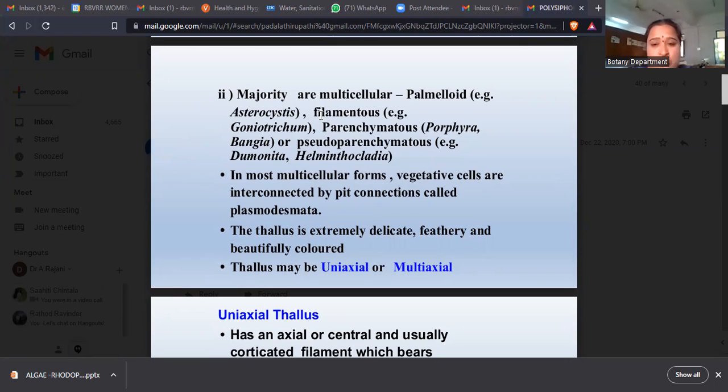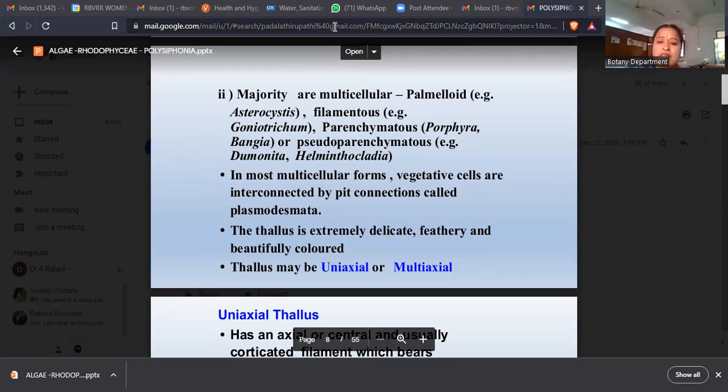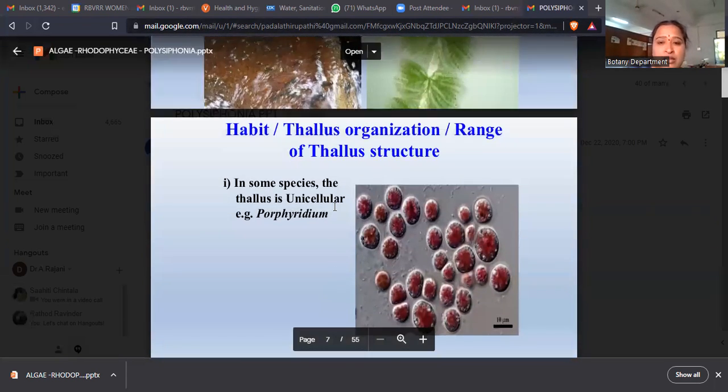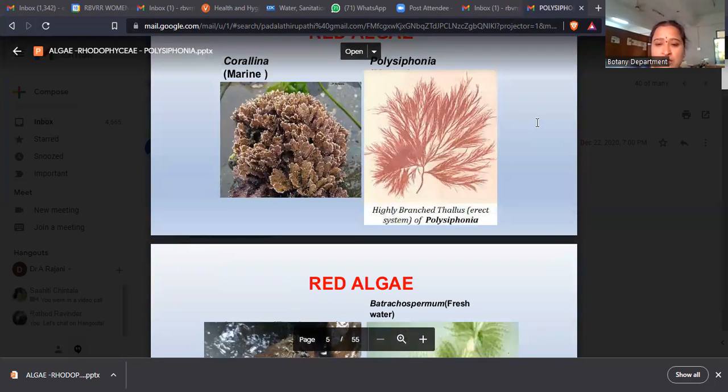All the tissues are parenchymatous or pseudoparenchymatous. In the most multicellular forms, the vegetative cells are interconnected by pits, or pit connections, which are connected by plasmodesmata. The thallus is extremely delicate, feathery, and a beautiful red color. See this one, beautiful red color, very delicate.